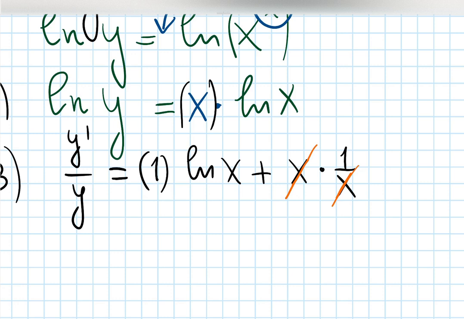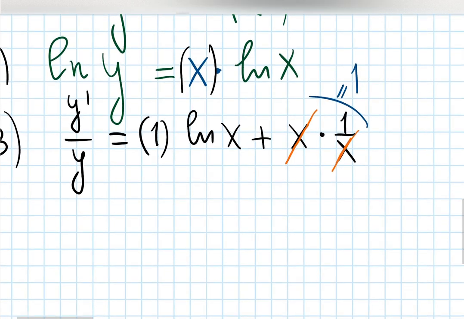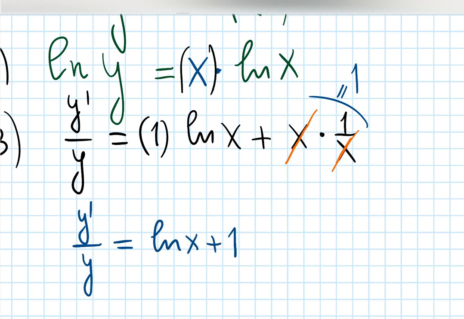I'm canceling those out and it becomes 1. So this guy is 1. Then the whole version now looks like y prime over y equals ln x plus 1.